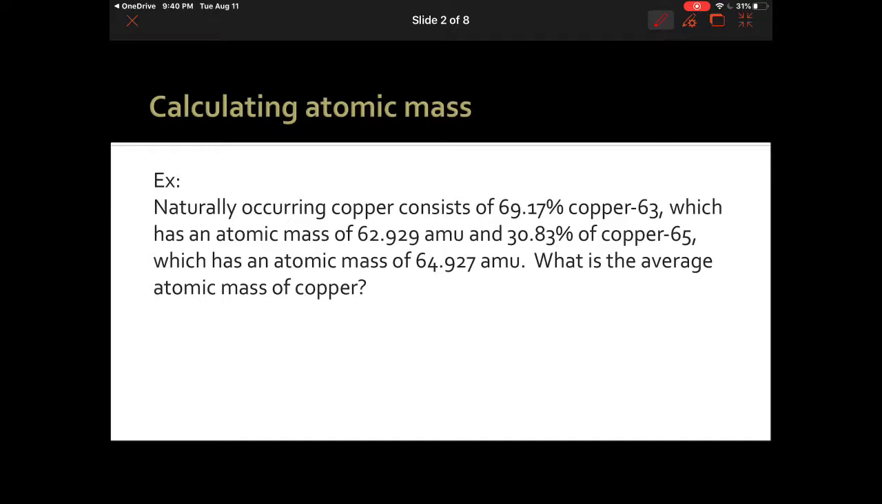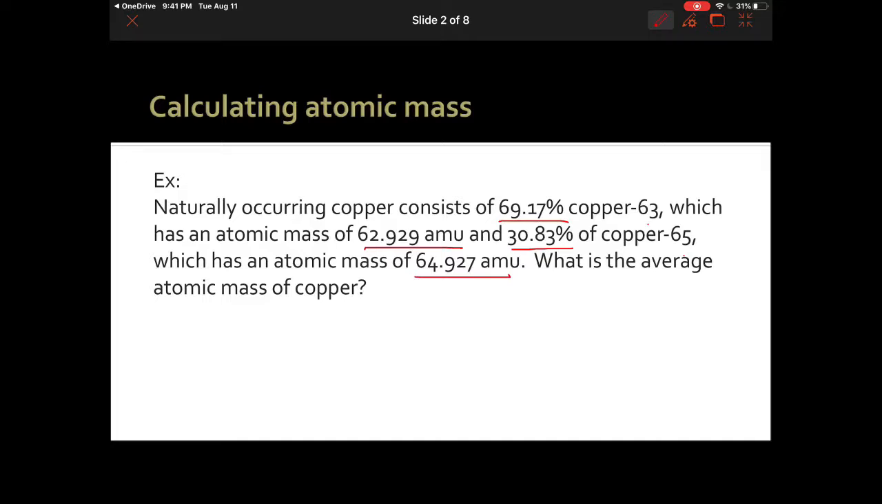So what I like to do before I do anything else, and I need you to start this too on your homework because it will save you so much time, is you're going to underline what's given to you. These are just numbers that you're given. We're given 69.17% copper-63. We are given a mass of 62.929 AMU. We're also given 30.83%, and we're given 64.927 AMU. Now, I didn't underline the 63 or the 65 because those are just part of the name.